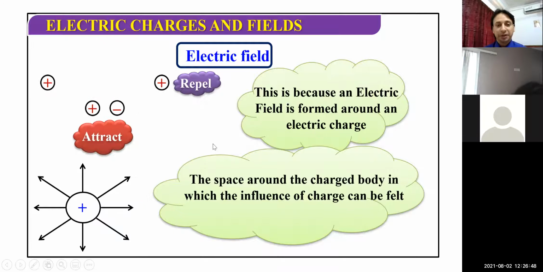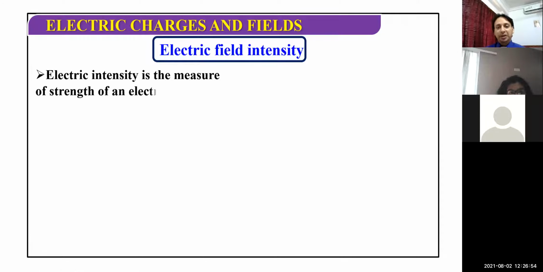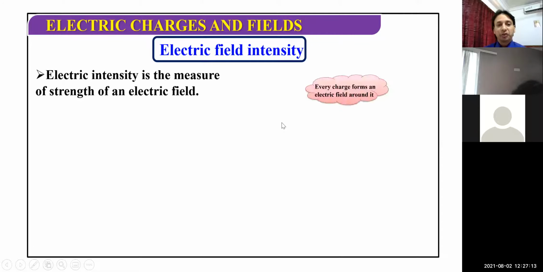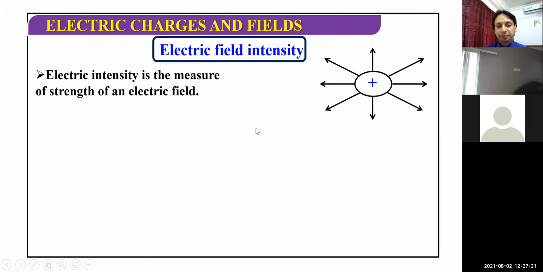Let me move to the next slide. Now, the next point, children, is electric field intensity. I want to explain this topic to all of you, so listen carefully. Even though you can't find this topic in your textbook, it is also an important topic for this chapter. What do you mean by electric field intensity? Basically, electric field intensity is the measure of the strength of an electric field.